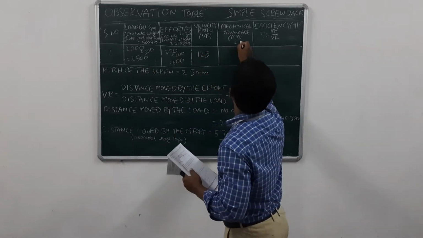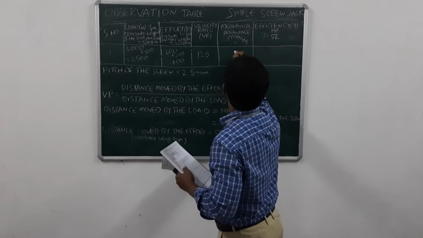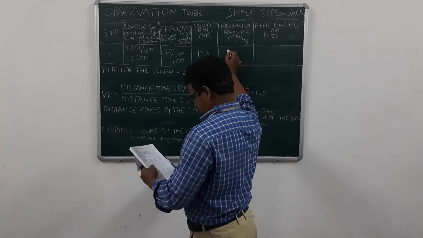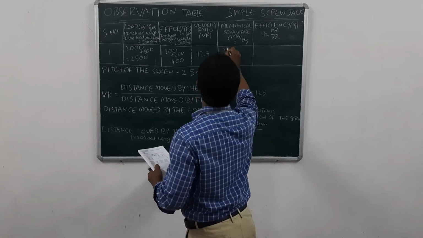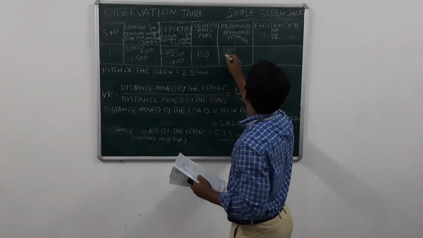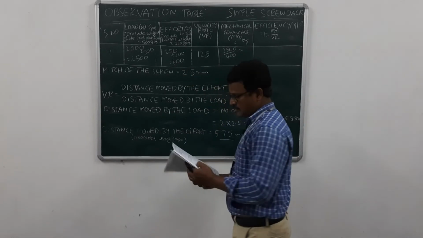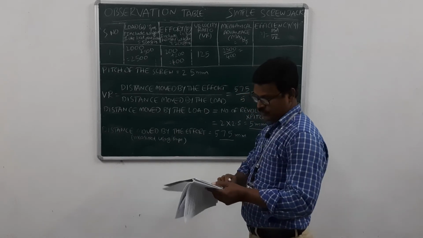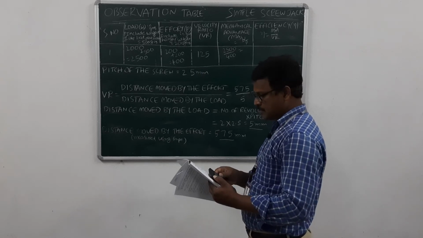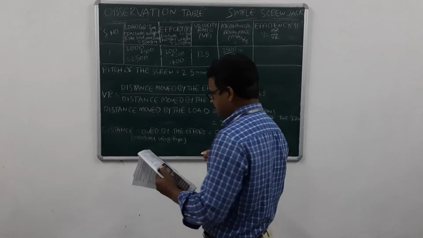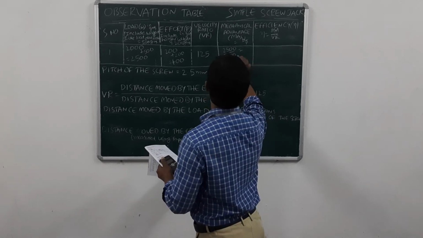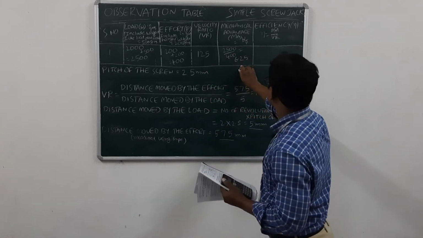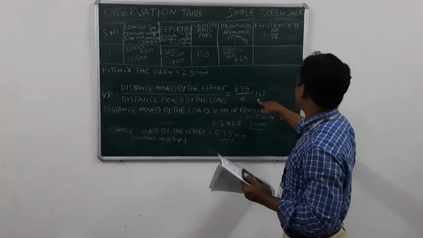Now I am calculating the mechanical advantage. The formula is load by effort. The load value is 2500 by the effort value 400. I use a calculator to calculate 2500 by 400. So that is 6.25. This is the mechanical advantage. We know the velocity ratio, which we just calculated, that is 125.